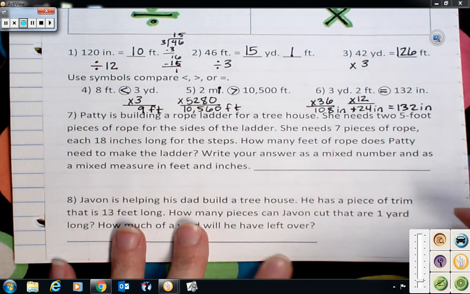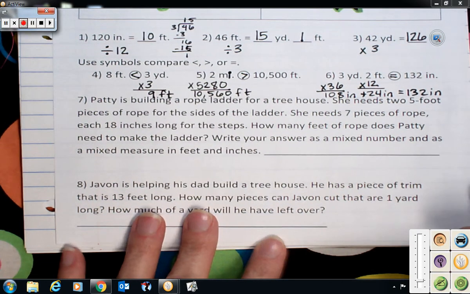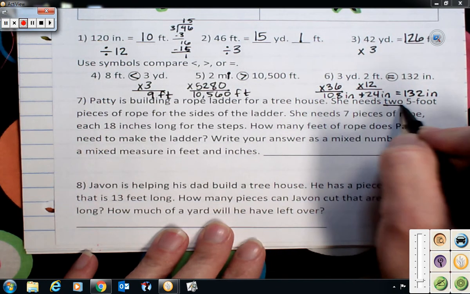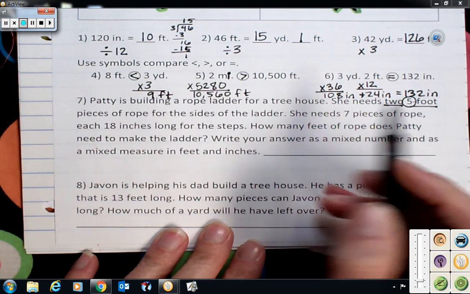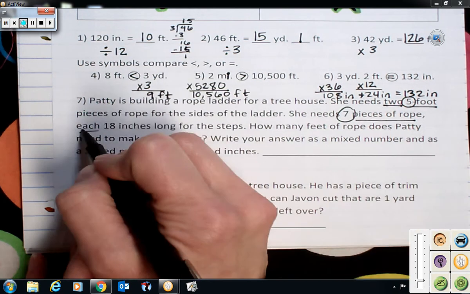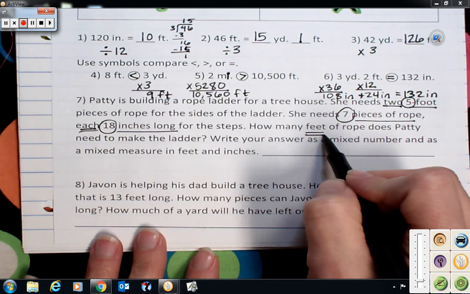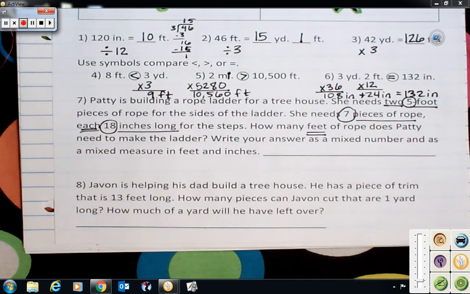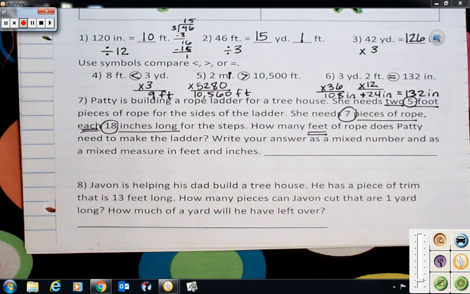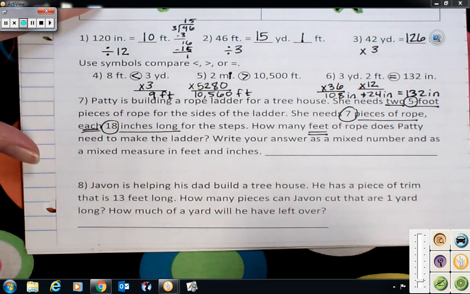And let's look at a couple of word problems. Patty is building a rope ladder for a tree house. She needs 2 5-foot pieces of rope for the sides of the ladder. She needs, let's go back and underline and mark important things, 7 pieces of rope, each 18 inches long for the steps. How many feet of rope does Patty need to make the ladder? And then it says to write your answer as a mixed number and as a mixed measure in feet and inches.